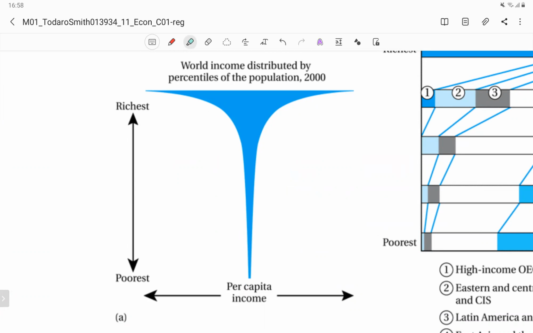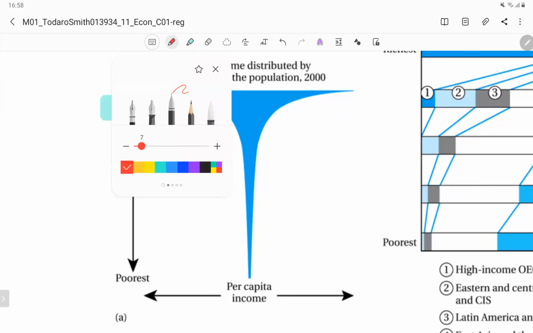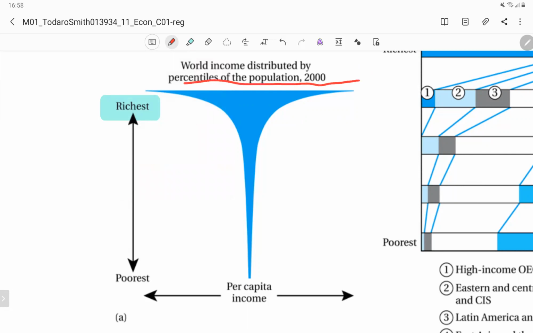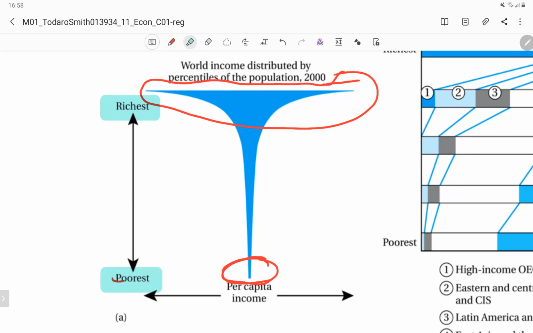2000. So you can see here that the richest population has much more income distributed to them compared to the poor population, right? You can see that this is much larger than this one. And the poor one is here. So this figure shows income inequality in terms of income distribution by percentile of population between rich and poor population.